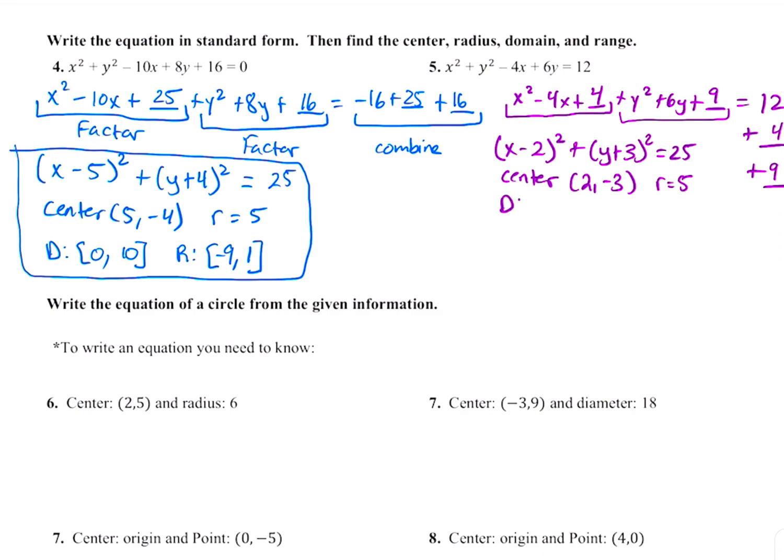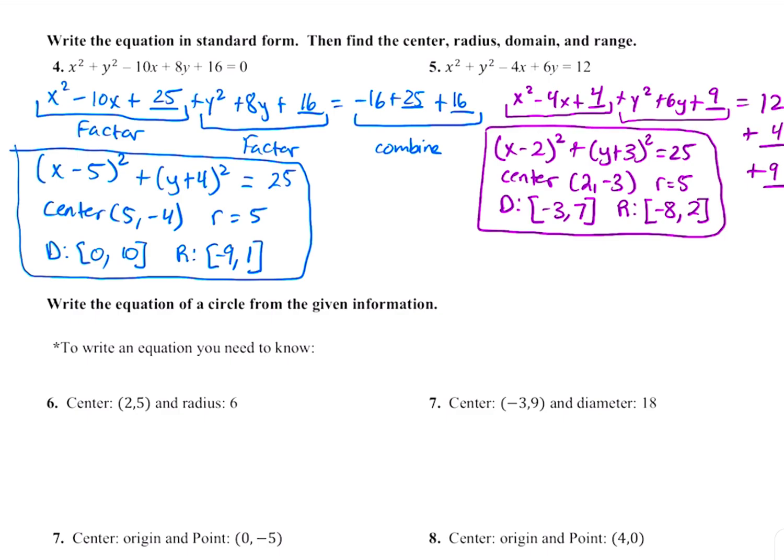And then the domain is, 2 minus 5 is negative 3, and 2 plus 5 is 7. And negative 3 minus 5 is negative 8, and negative 3 plus 5 is 2 for the range. So this is my answer for problem 5.